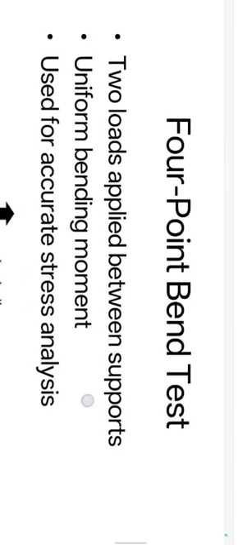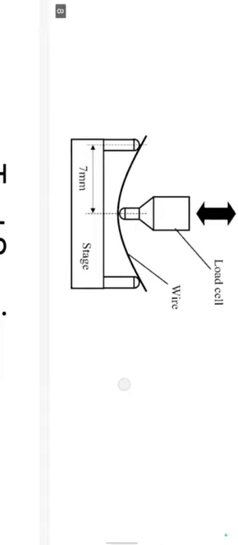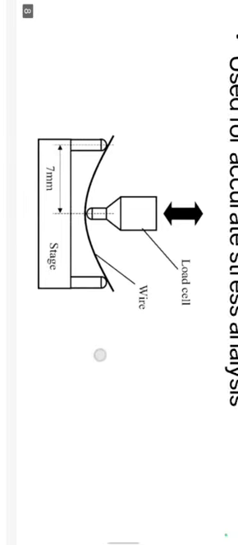Then the 4-point bend test, which is similar to the 3-point bend test. In the 4-point bend test, two loads are applied between the supports. As the diagram shows, force is applied via a double punch at two points. This creates a zone of constant bending moment between the upper points, eliminating the transverse force and providing a more accurate assessment for brittle materials like ceramics and composites.